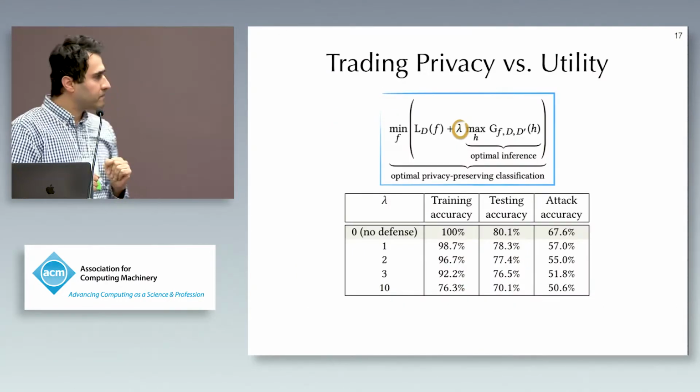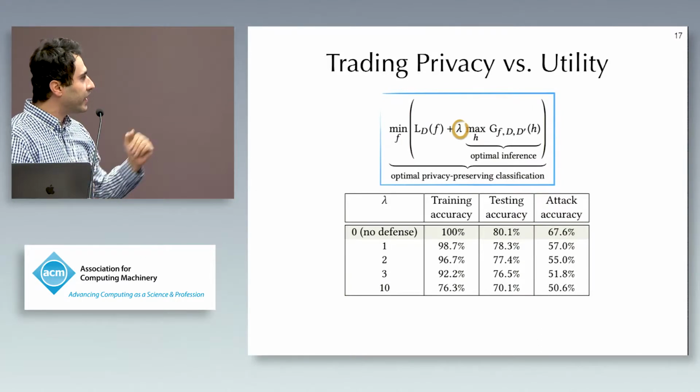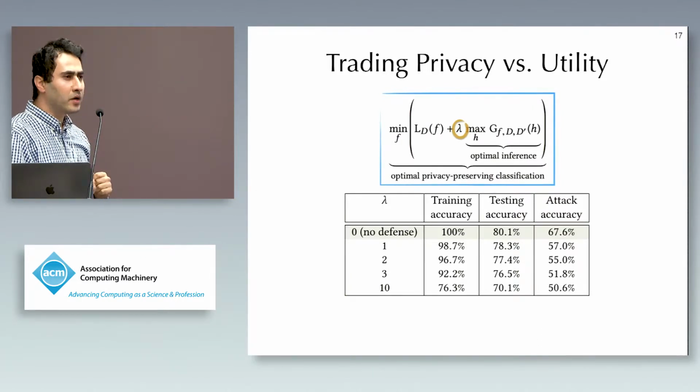All right, and lastly, recall that we're training the model by solving this optimization problem, which is minimizing the loss function plus lambda times the maximum gain of the adversary. And the lambda parameter can be used here as a factor to trade off utility and privacy, right?